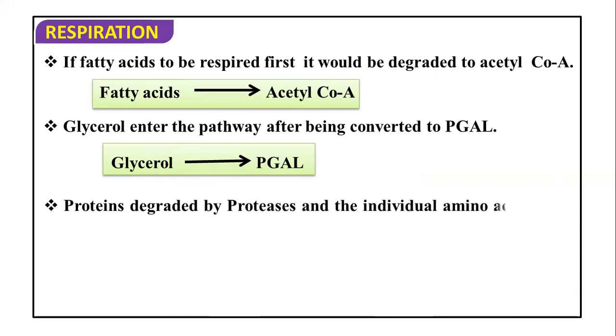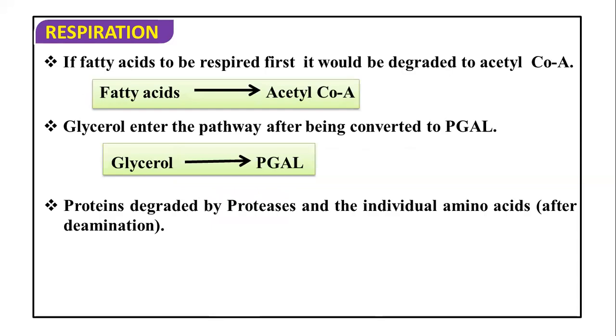Proteins are degraded by proteases, and then individual amino acids are used after deamination. Okay, this is the way, ultimately, things happen. Now, apart from this, dear student, we need to remember that there are some respiratory intermediates also involved in anabolism.